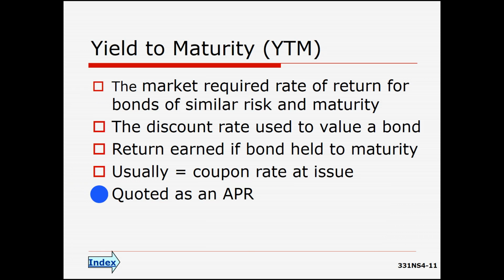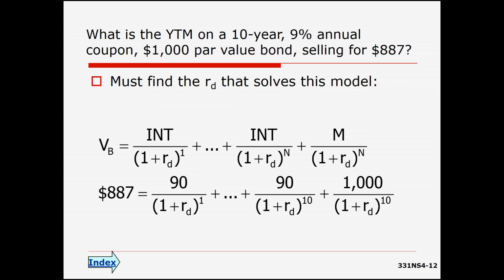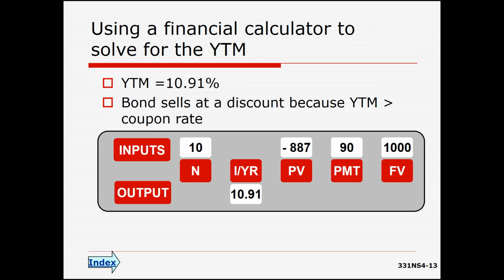Yield to maturity is quoted as an APR. When we look at bonds that pay interest semi-annually, this will become important. For example, we have a 10-year 9% annual coupon, $1,000 par value bond selling for $887. We're looking for the discount rate that equates the cash flow stream of coupons and face value to the current price. It's possible to solve this manually, but in an iterative manner, since we're trying to solve for the root of a polynomial of degree n. Much easier to use a financial calculator.